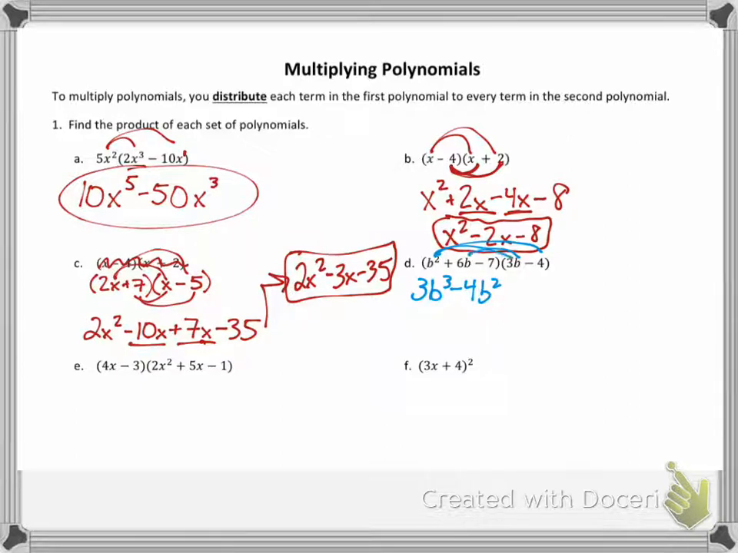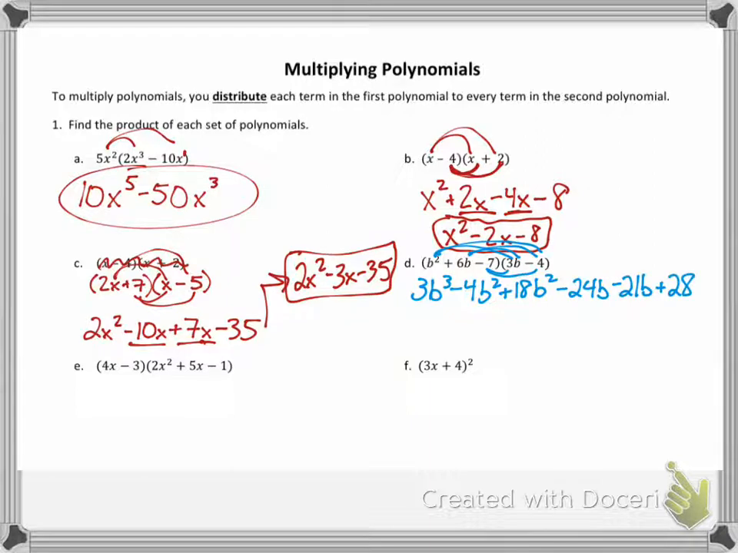Now I'll take the 6b and distribute it. 6b times 3b is 18b squared. 6b times negative 4 is negative 24b. And now I'm going to take the negative 7 and distribute it. Negative 7 times 3b is negative 21b. Negative 7 times negative 4 is positive 28.